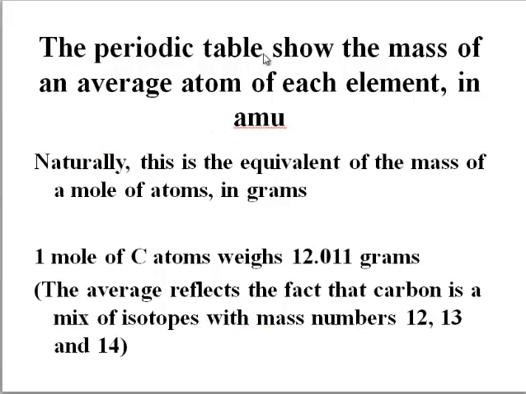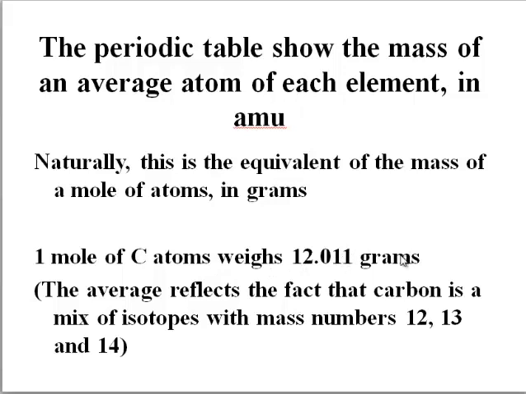If you look at your periodic table handout, it will show you the mass of an average atom of each element in atomic mass units. Naturally, this is the equivalent of the mass of a mole of atoms in grams. So you can look in the box for carbon, and you'll find that the mass of a mole of carbon atoms is 12.011 grams.